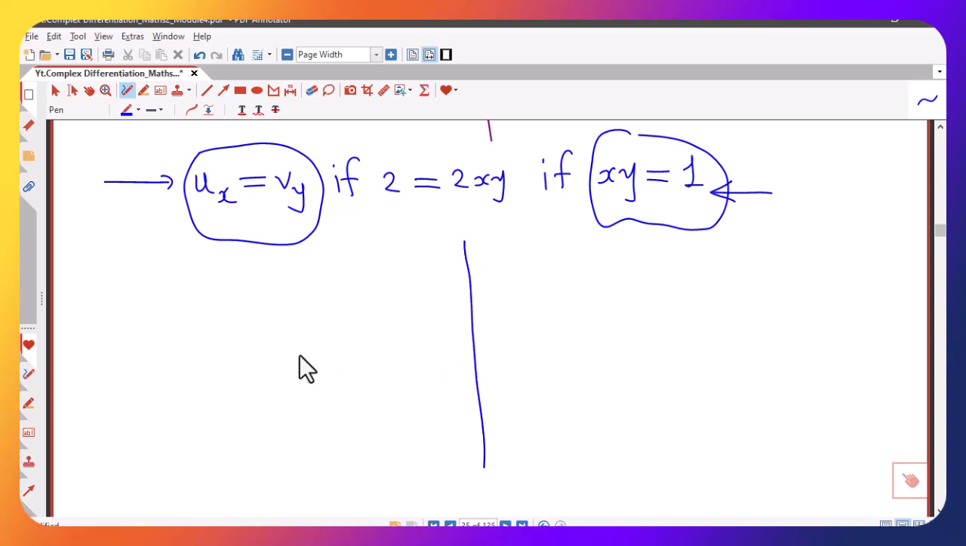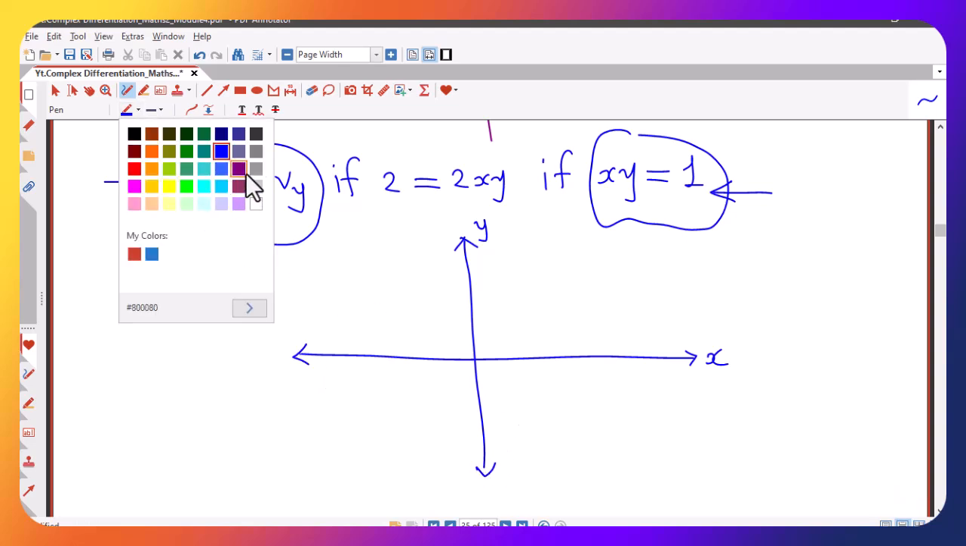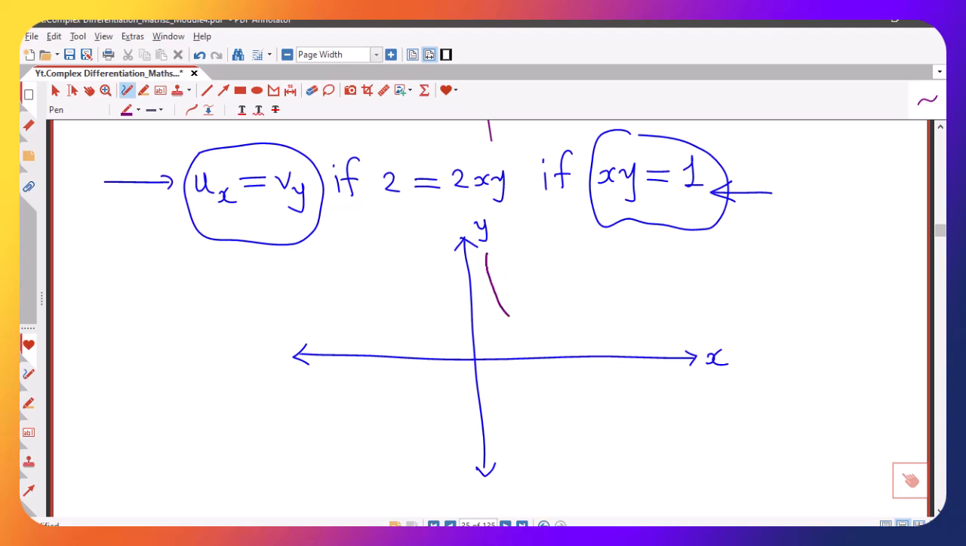So if you recall, this x into y equal to 1 is nothing but a rectangular hyperbola in the first and third quadrant. It will look like this. Okay, it is a rectangular hyperbola and it will never cross the x axis and y axis. It will go parallel to the x axis in this direction and parallel to the y axis in this direction. Similarly we have this type of graph. It is symmetric in opposite quadrants, that is first and third quadrant.